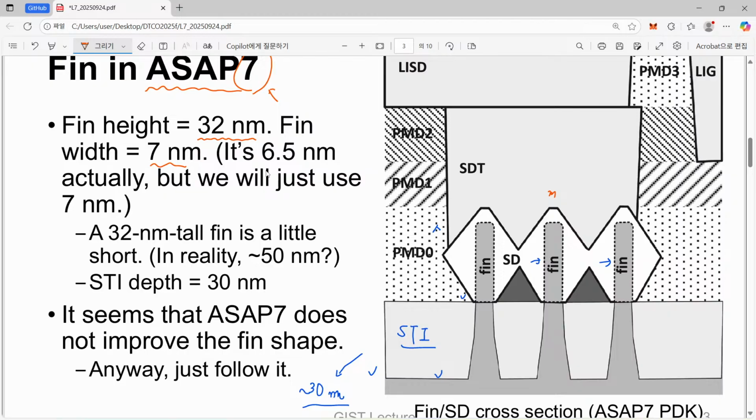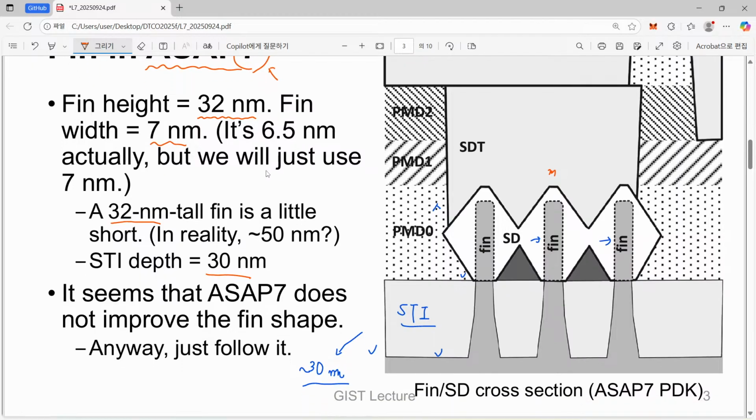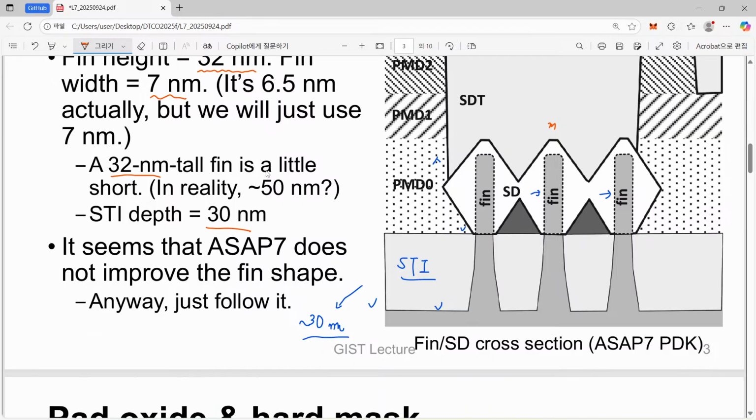And yes, this 32 nanometer fin is a little bit short, and STI depth is 30 nanometer. Okay, so now you can see this structure, and once we generate this fin structure, then STI will be filled and this part will be exposed. After that, here we will just cover this fin with high K dielectric and metal gate.